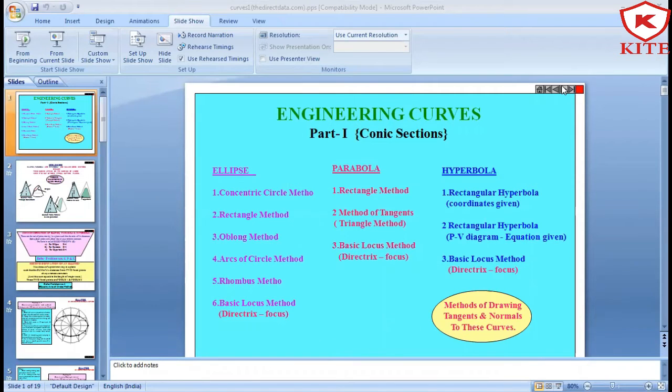Now here I am going to discuss engineering curves. Engineering curves are used in the design and manufacturing of various items like the construction of bridges, dams, water tanks, etc. There are four basic types of engineering curves: circle, ellipse, parabola, and hyperbola. Now let us see here.